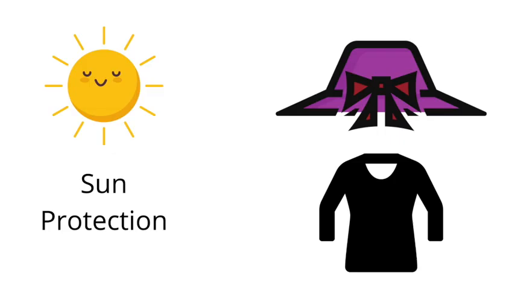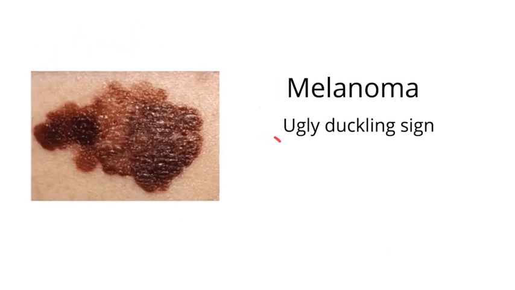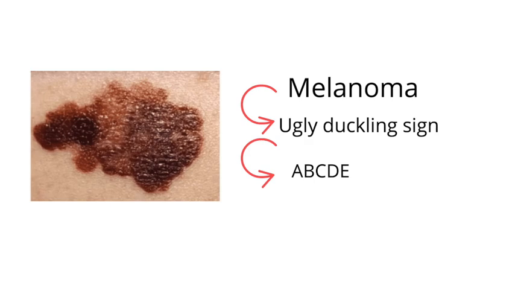Now here we have a picture of a melanoma. Let's say we have a patient that has moles, but there's this one mole that just does not look right, and we call it the ugly duckling sign. If you see a patient with moles, but there's one that just looks very different, it bleeds, it itches, then we should be very suspicious of a melanoma.